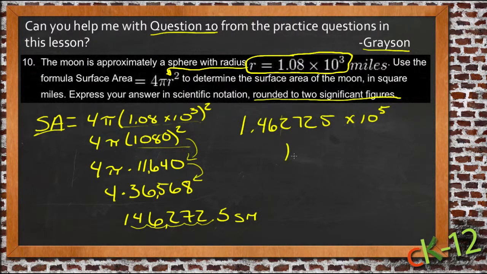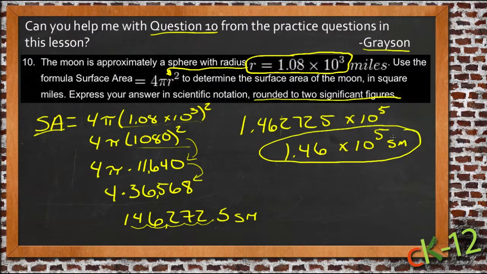So we're going to have 1.46 times 10 to the 5th power. And that's number of square miles. That is the surface area of the moon.